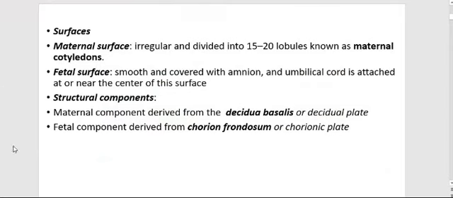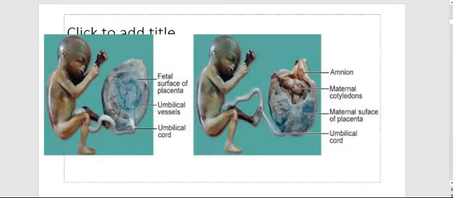Now we'll look at the structural components. This is just showing you how the connection looks. This is the fetus, and then the umbilical cord, and this is the placenta. This is the fetal side, and the other side is the maternal side. Exchange of nutrients and gas takes place in this organ, this fetal maternal organ.